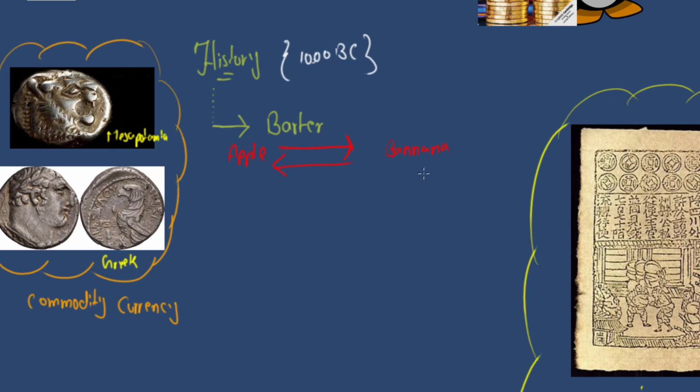However, it is pretty obvious that this system has a critical problem, and the terminology we use for that problem is called the double coincidence of wants. I hope my spelling is correct. Of course, it's a fancy term. The meaning is pretty straightforward.